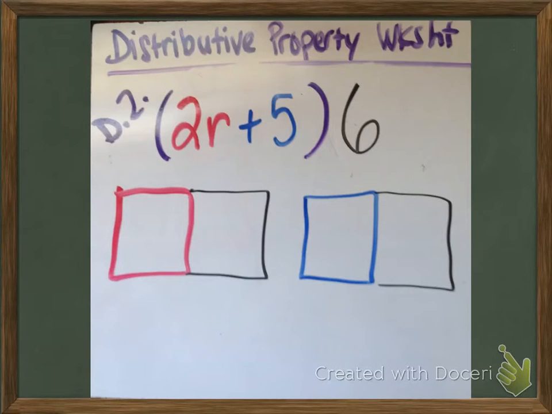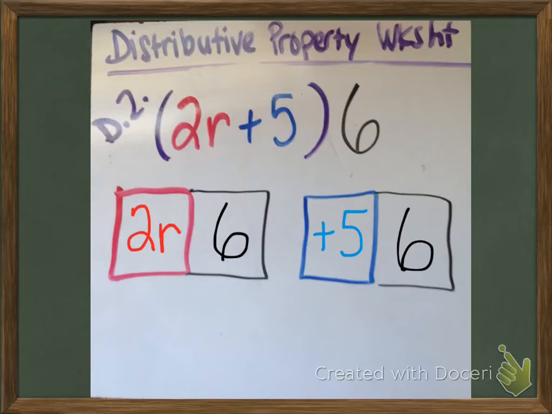For D2, again you have the number that is outside the parentheses at the back, so you have to switch around your colors. You have the quantity of 2r plus 5 times 6. What would you get for an answer? Remember, the 6 is what you're going to multiply times each, so you bring down the 6 into the black boxes. The 6 is the one being shared. Then you bring down your 2r, which is a positive, and your positive 5.